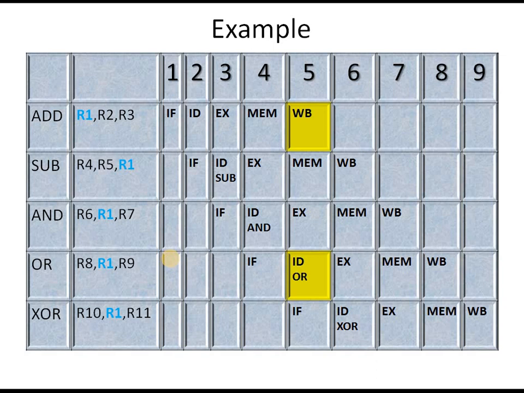Now let's look at our example. Consider the pipeline execution of these instructions: add, subtract, and, or and XOR, using registers R1, R2, R3, up to R4, R5, then R11, R10. These are the registers, and these are the cycles: 1st cycle, 2nd cycle, 3rd cycle, 4th cycle. Instruction fetch for the first instruction, then decode, then execute, then memory, then write result back.